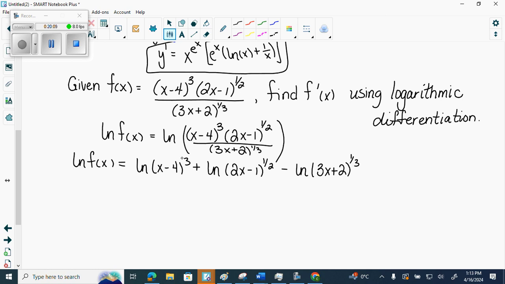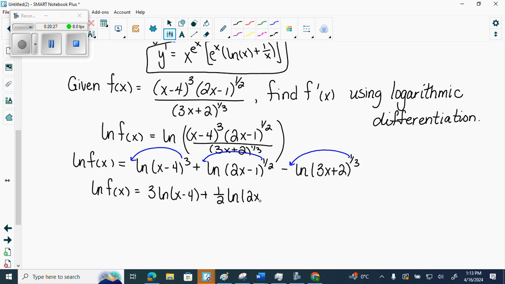Then we can use the power rule. The 3 drops in front. The half drops in front. The third drops in front. I still have not done a derivative, not one. So I get 3 ln of (x minus 4) plus 1/2 ln of (2x minus 1) minus 1/3 ln of (3x plus 2).